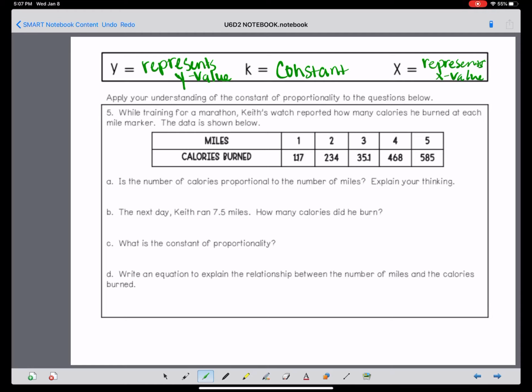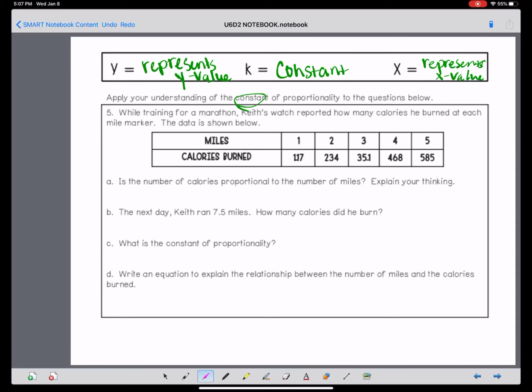Okay, so for this question right here, apply your understanding of the constant of proportionality to the questions below. It's just saying, use what you know about what the constant is, and let's answer these questions. While training for a marathon, Keith's watch reported how many calories he burned at each mile marker, and the data is shown below. Keith ran 1 mile and he burned 117 calories. Then he ran 2 miles and he burned 234 calories. 3 miles he burned 351 calories. My question for you is, is he burning the same amount of calories each time? Let's find out.